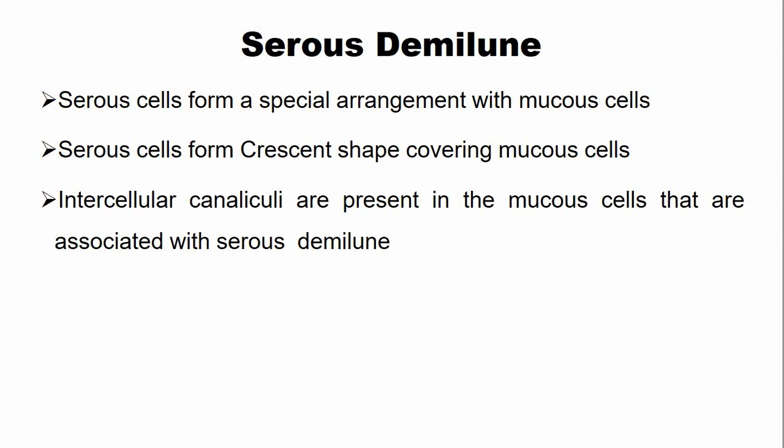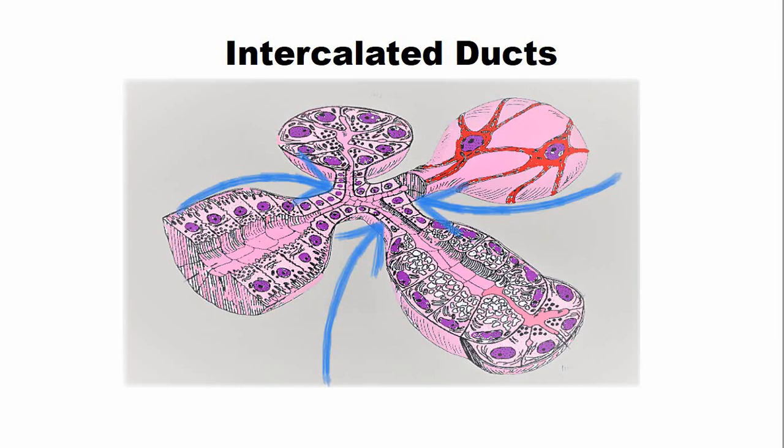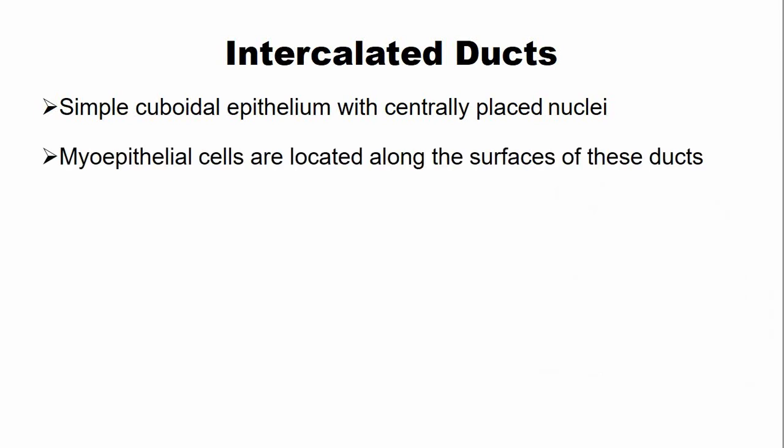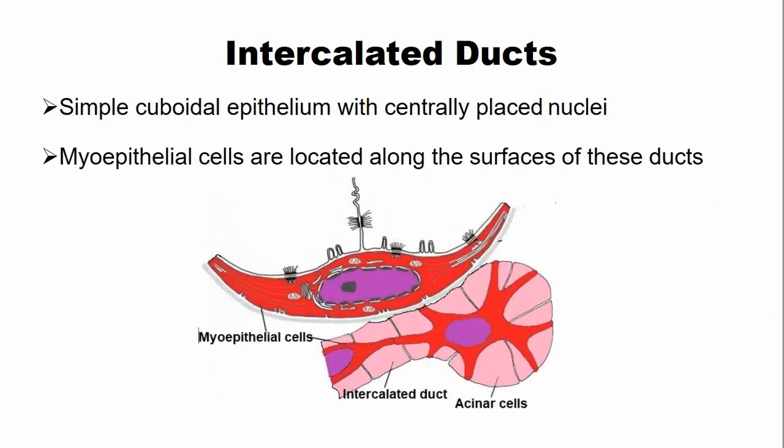Now, we are going to discuss the ductal system. The first ducts are the intercalated ducts. The intercalated ducts join the secretory unit of the gland, and by secretory unit, I mean the acinar cells. The intercalated ducts comprise simple cuboidal epithelium with centrally placed nucleus, as you can see in this picture. The myoepithelial cells are located along the surfaces of these ducts.